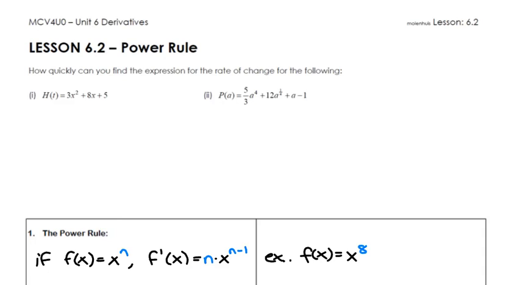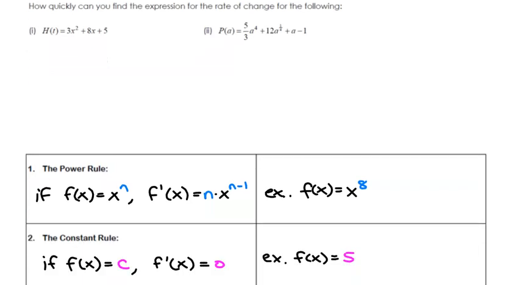This is lesson 6.2. We're going to go into the power rule. How quickly can you find the expression for the rate of change for the following? If we were to attempt to do limits or first principles, it would take forever. But because we have something called the power rule, it literally can take us 1 or 2 steps. So let me teach you how to do the power rule.